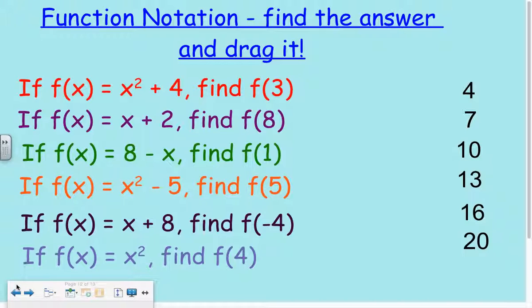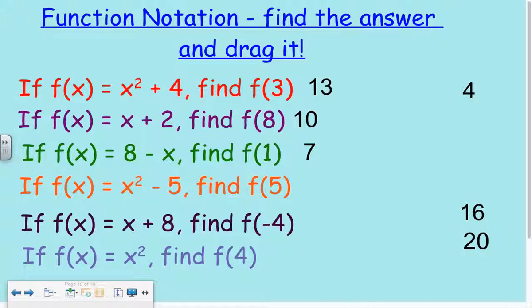And one final click and drag. I'm going to plug the f values into the equation. So x squared plus 4, 3 squared would be 9, 9 plus 4 is 13. x plus 2 would be 8 plus 2, which gives me 10. 8 minus x would be 8 minus 1, so that would give me 7.